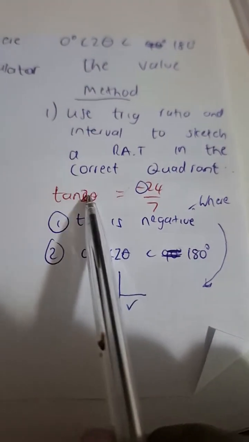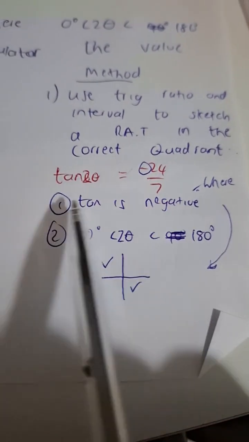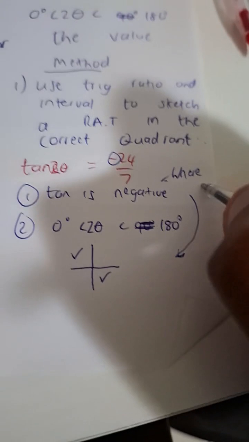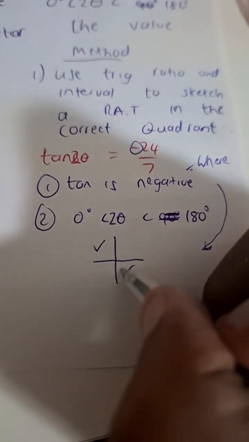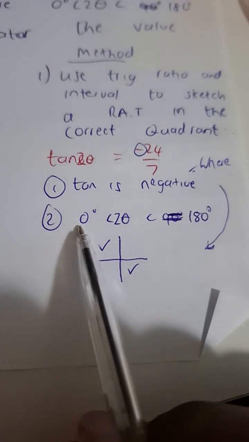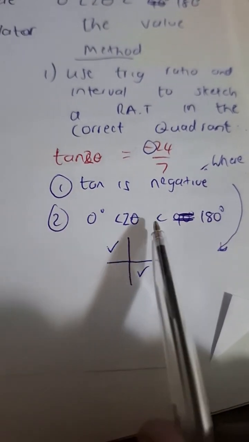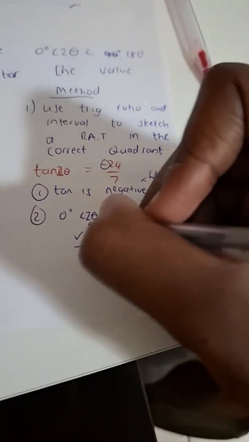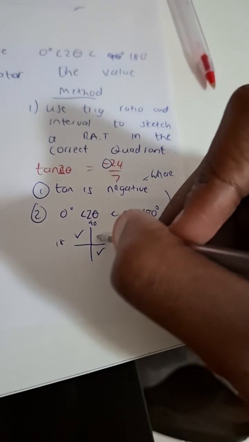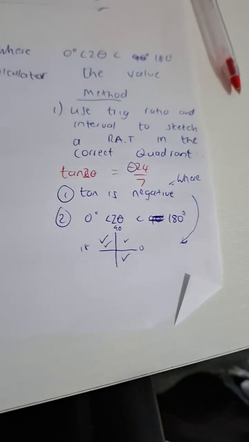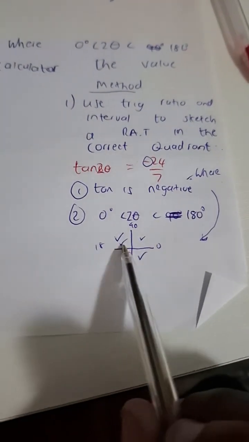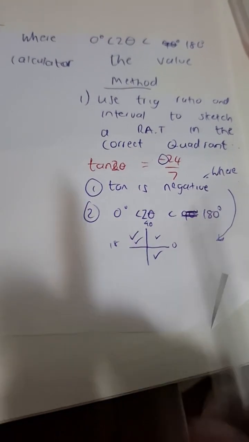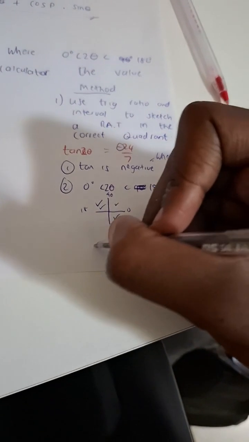So if we're saying tan 2 theta is equal to negative 24/7, that means tan is negative. Where is tan negative, we ask? It's negative in the second and the fourth quadrant. The interval of 2 theta between 0 and 180: where is 0 and 180? Remember, this is 0, 90, 180. 0 and 180 covers the first and the second quadrant. Does that make sense? So you look at the quadrant with the intersection of ticks, the most ticks. So the ticks would fall in the second quadrant.